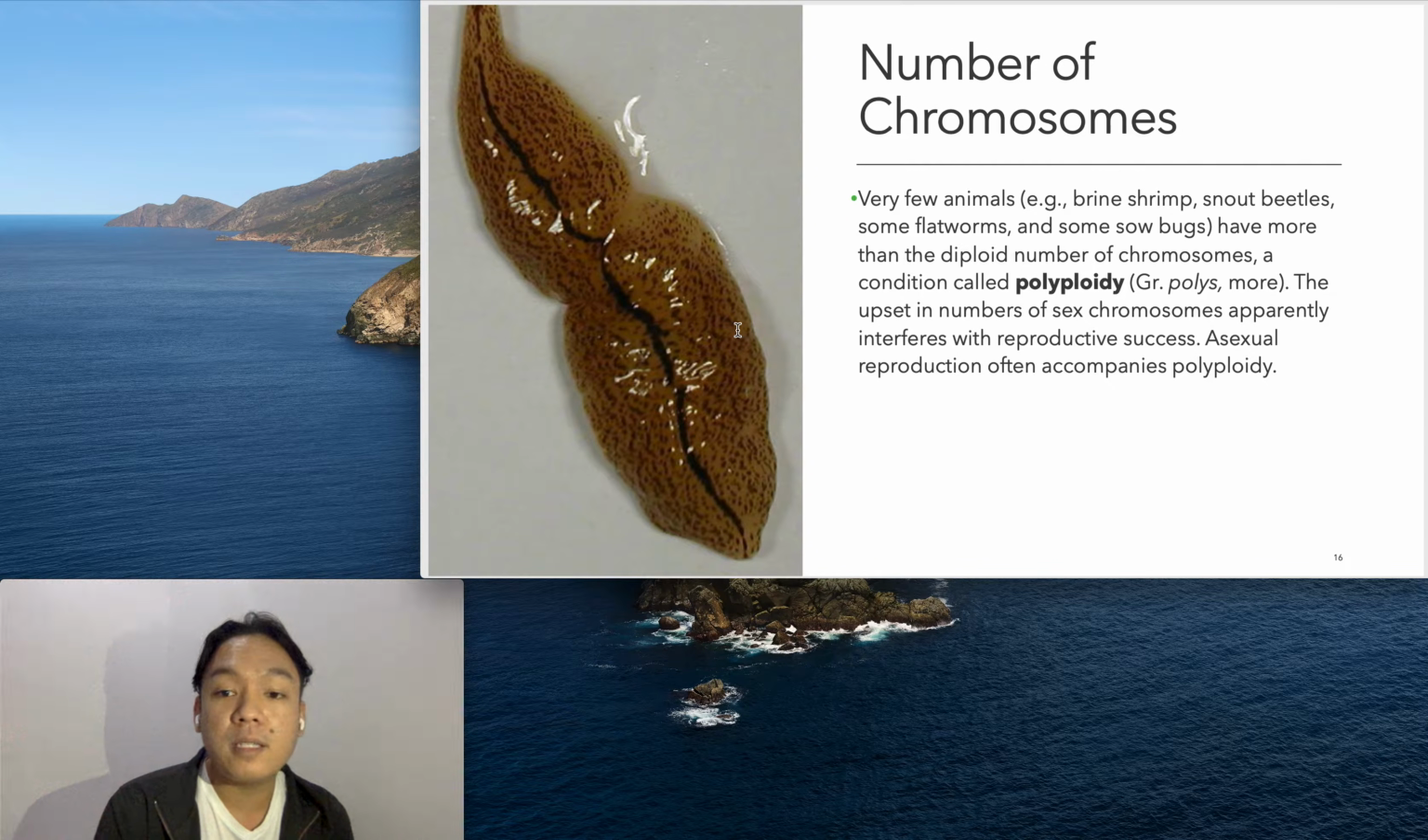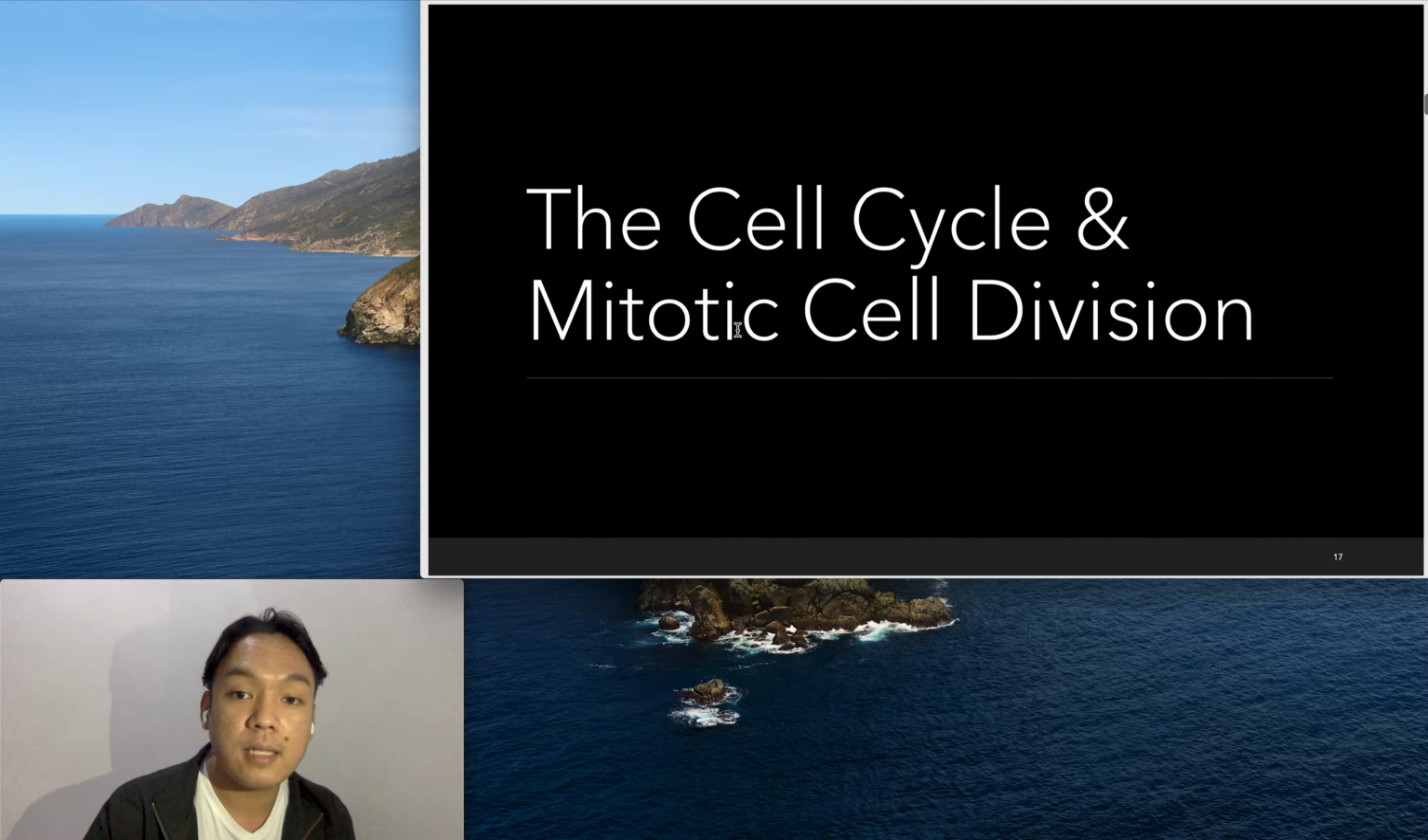The upset of numbers in sex chromosomes apparently interferes with reproductive success. Asexual reproduction often accompanies polyploidy because a lot of sperm and eggs have been fertilized. When you say brine shrimp, for instance, they release millions and thousands of fertilized zygotes in the water, and not all of them will survive. So it also interferes with reproductive success.